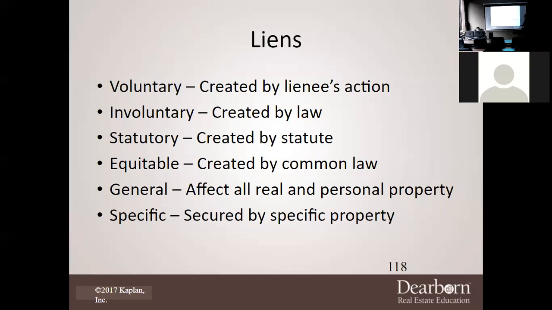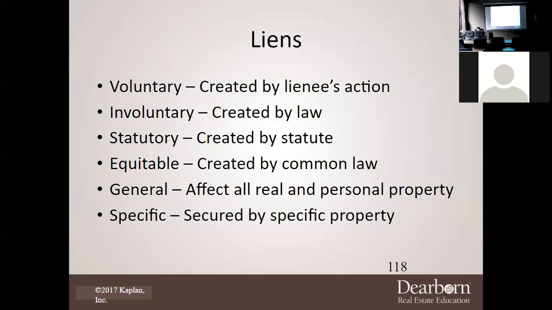There can be certain things like a statute. You fail to pay your taxes, for example. If the statute says that they can put a lien on it, guess what? They can. Common law is judge-made law. So there could be a judge that may put a lien on it because you didn't pay a creditor. Then you have general and specific.